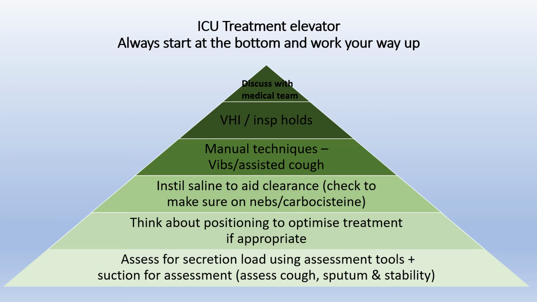Next step might be to instil some saline to aid clearance, and make sure that they're on the appropriate things to help clear secretions like nebs and carbocisteine. Next up is our manual techniques, our VIBs and assisted cough that can help, particularly in our patients who are sedated and paralysed. If none of that's working, we're looking towards things like ventilator hyperinflation, inspiratory holds on the ventilator.